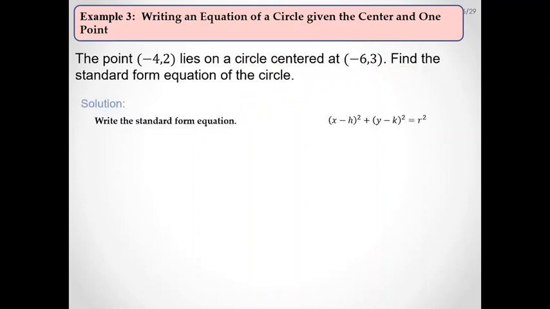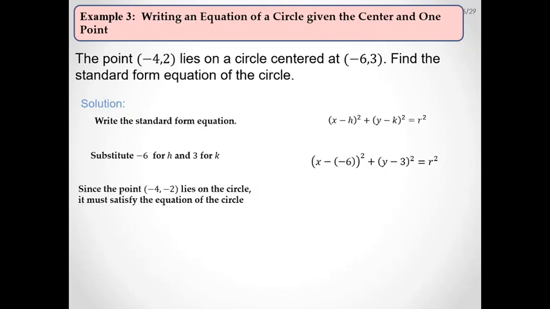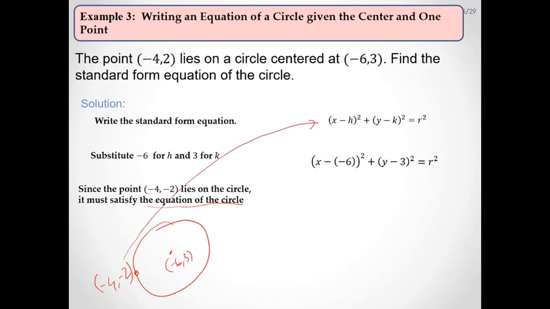So we write the standard form here. H is -6 and k is 3, but we don't know r. But the point (-4, 2) lies on the circle, and it has to satisfy the equation of the circle. It means when we put this here, it has to satisfy the equation. Or, this equation comes from the distance formula, right?